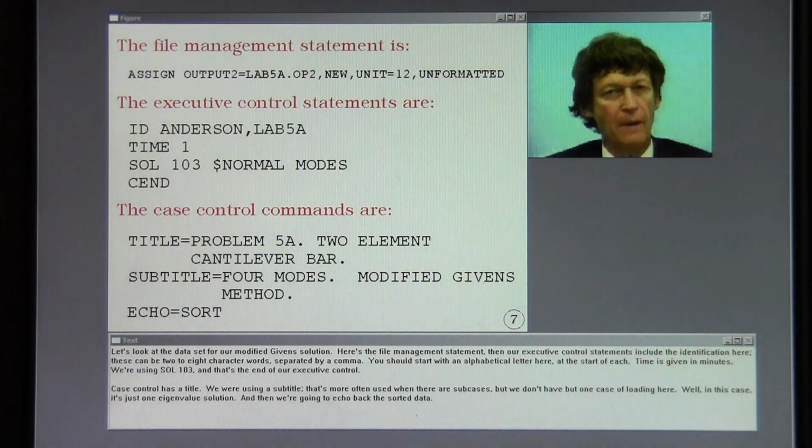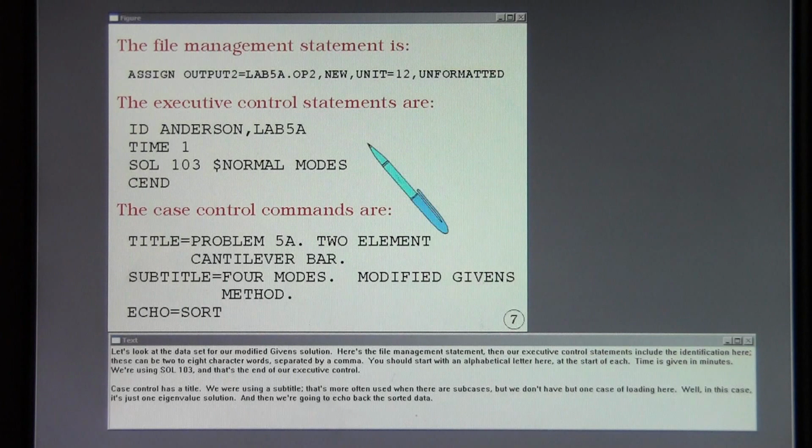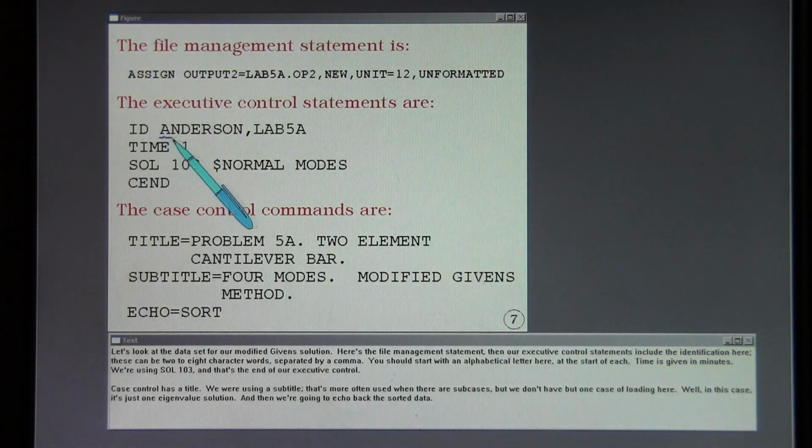Let's look at the data set for our modified Givens solution. Here's the file management statement. Then our executive control statements include the identification here. These can be 2 8-character words separated by a comma. You should start with an alphabetical letter here at the start of each. Time is given in minutes. We're using SOL 103, and that's the end of our executive control. Case control has a title. We were using a subtitle. That's more often used when there are subcases, but we don't have but one case of loading here. Well, in this case, it's just one eigenvalue solution. And then we're going to echo back the sorted data.